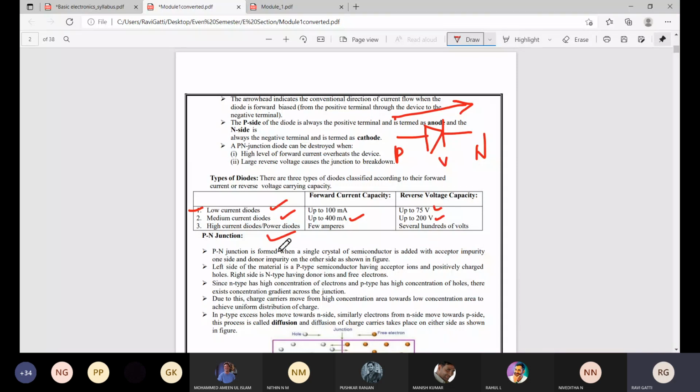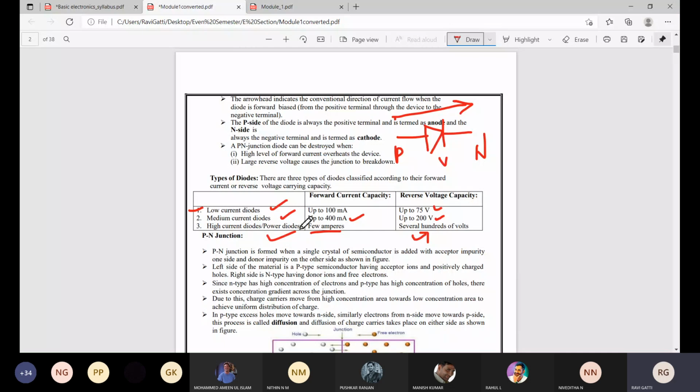The third one is power diodes. What do we mean by power diodes? Here we will not concentrate on the current capability, since the current capability of power diodes will be more, whereas the reverse voltage with which the diode operates will be in the hundreds, several hundreds. If the voltage capacity of the diode is larger than 200 volts, then we call it a high power, that is, high current diode, or a power diode.